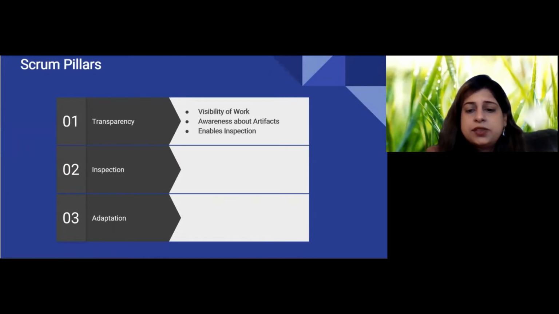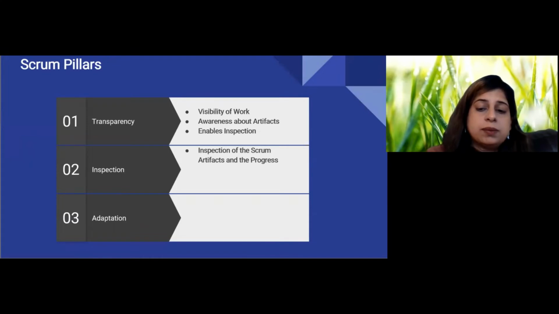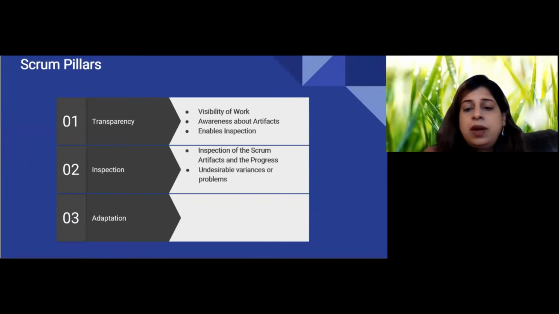The second pillar is inspection. The Scrum artifacts and the progress towards agreed goals must be inspected frequently and diligently to detect potentially undesirable variances or problems. To help with inspection, Scrum provides cadence in the form of its 5 events. Inspection enables adaptation.